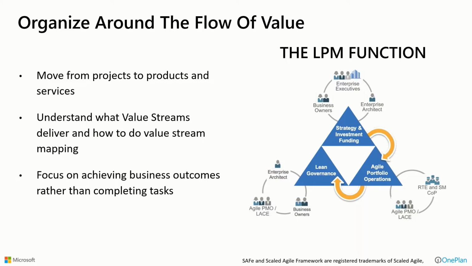In lean portfolio management, 3 key pillars are the strategy and investment funding approach that we would do in LPM, then the agile portfolio operations component, and then, ongoing, the lean governance piece, which is the adjustments and the responsiveness to change. The agile portfolio operations are more the day-to-day operations that we have. And the strategy and investment funding is really about how we make investment decisions and how we allocate the funding.